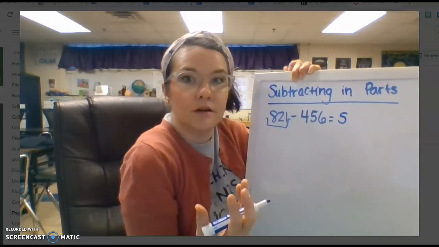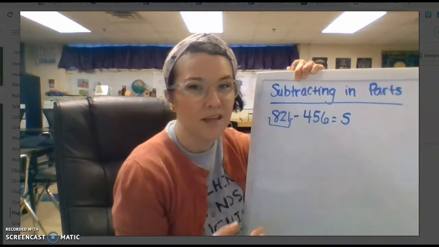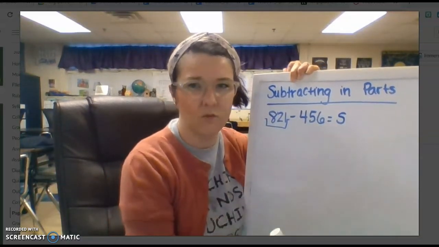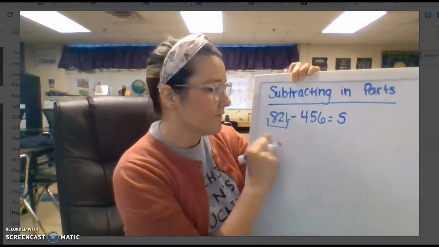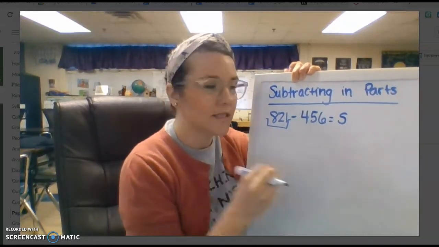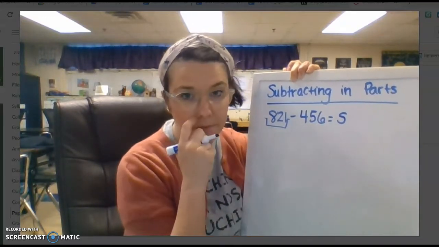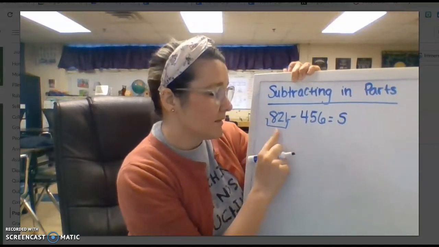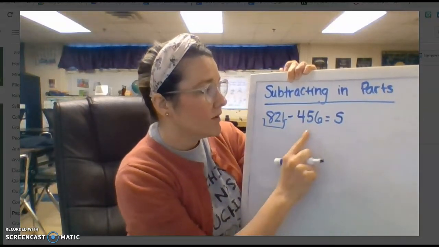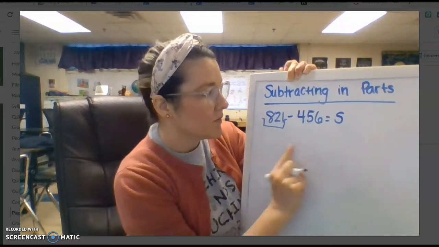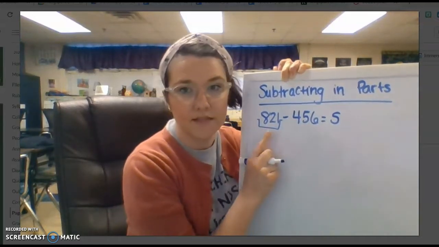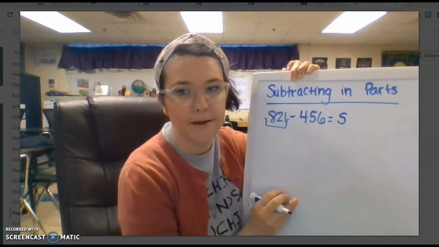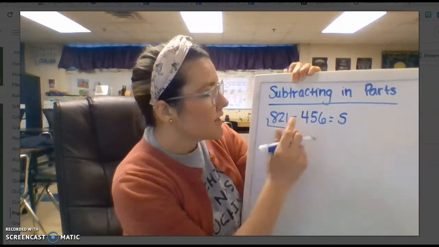If I had 821 marbles, I wouldn't take the time to separate into hundreds, tens, and ones. I would subtract from 821 altogether my parts of that second number, okay? So if we pull apart this first number, we run into some issues when we're subtracting numbers that are less than our first tens and ones, okay? All right, so subtracting in parts.